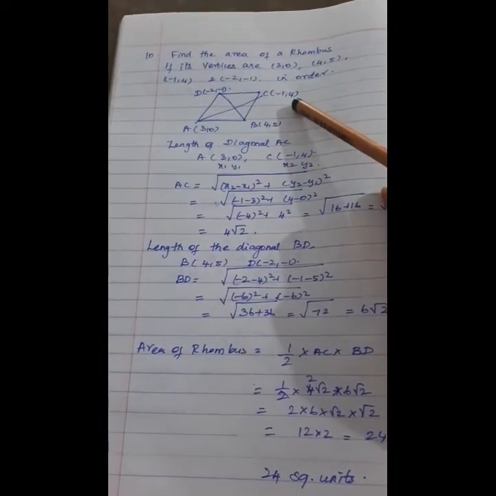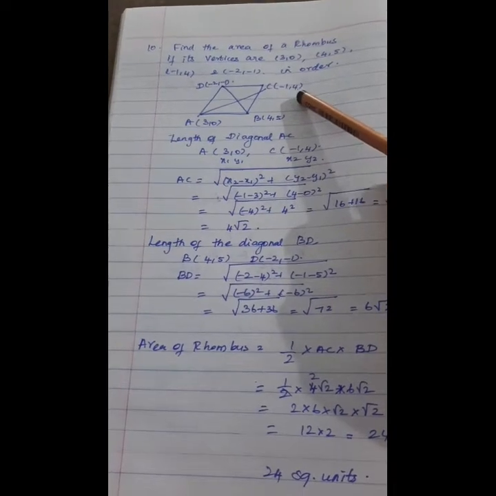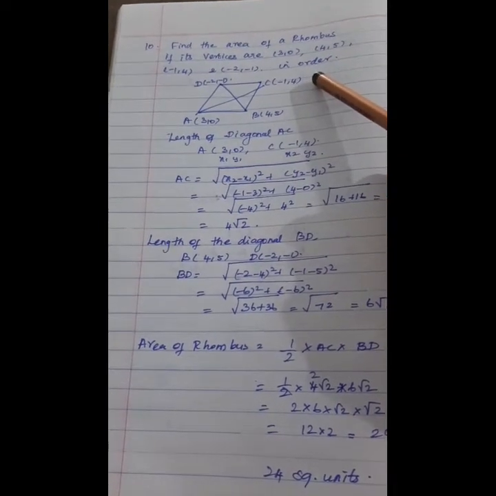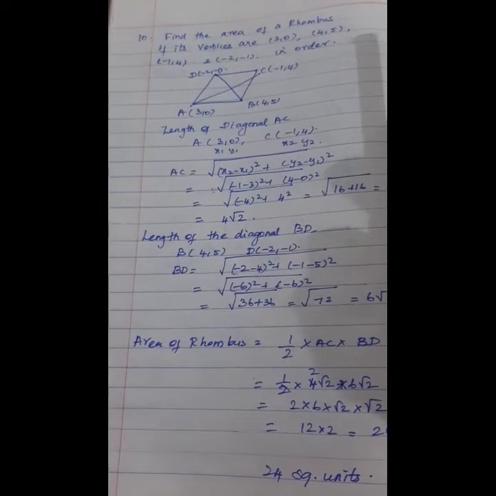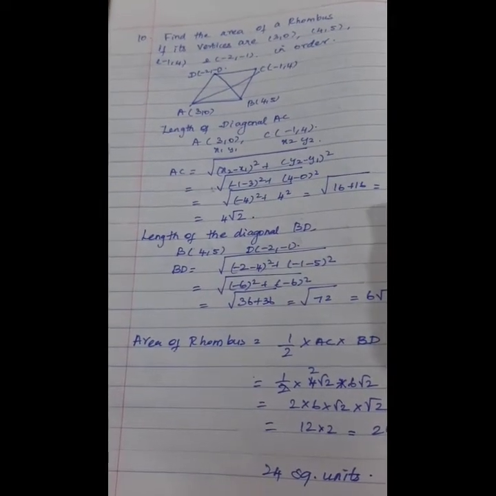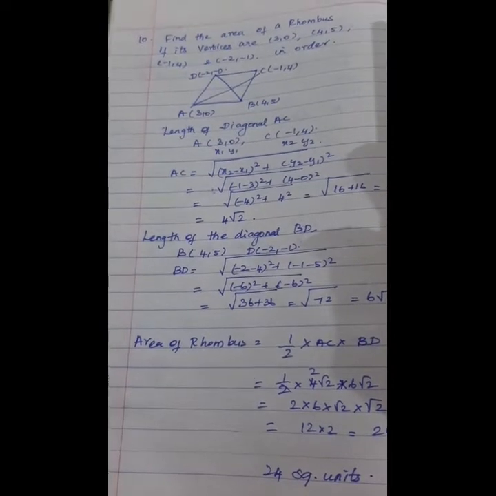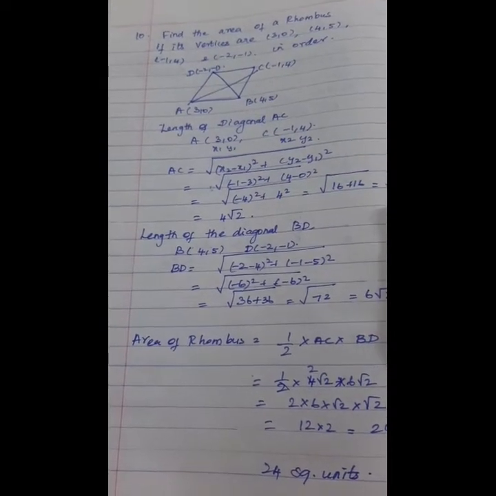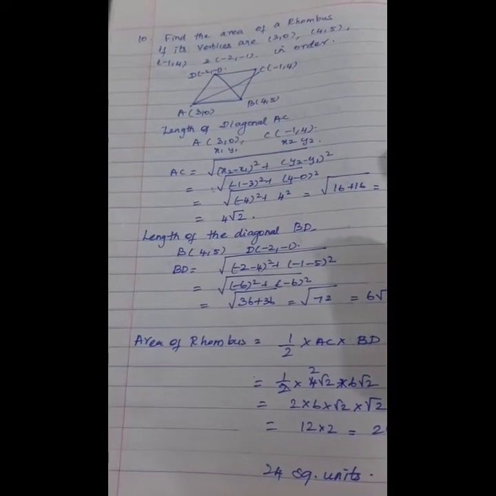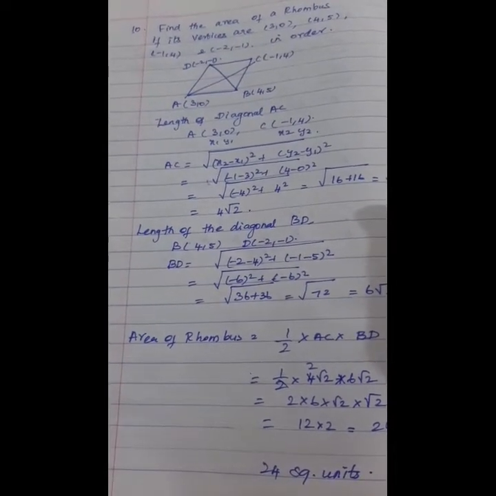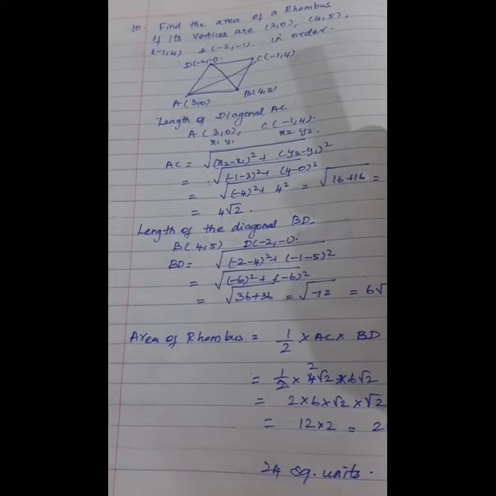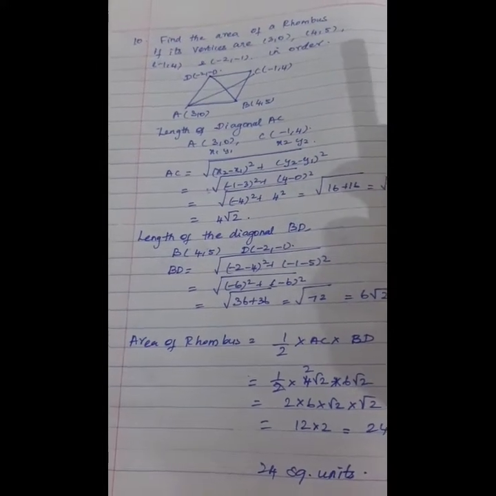So, what did we learn in question number 10? We learned how to calculate the area of a rhombus if we are only provided with the vertices of the rhombus and no other value. Using the distance formula, we calculated the length of the 2 diagonals of the rhombus. After that, we calculated the area of the rhombus using the formula half into diagonal 1 into diagonal 2.